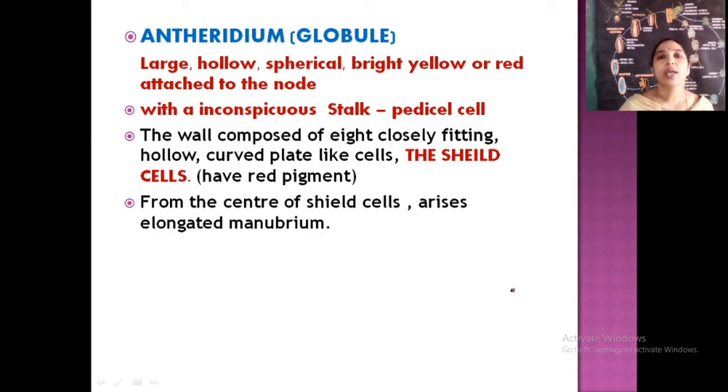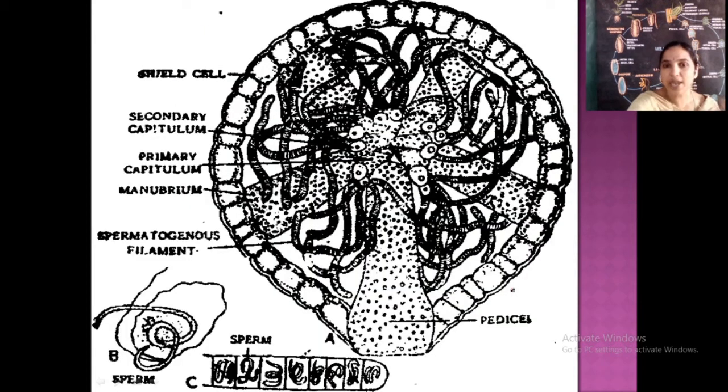Clear? Okay. Now, first of all, we are moving to discuss the structure of globule. So, globule or antheridia, that is a large hollow spherical structure with bright yellow or red color attached to the node. When you look at the plant itself, you can see some shining structure at the nodal region under microscope. That is a bright yellow or red colored structure, that is the globule. And the globule has a stalk, that is known as pedicel. Clear? In the next slide you see this is the globule structure. It's a microscopic ultra view, and you can see the base, that is the stalk called pedicel.